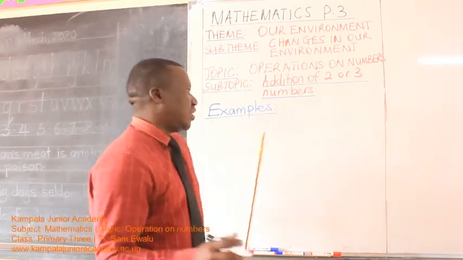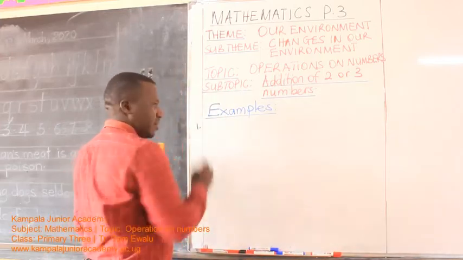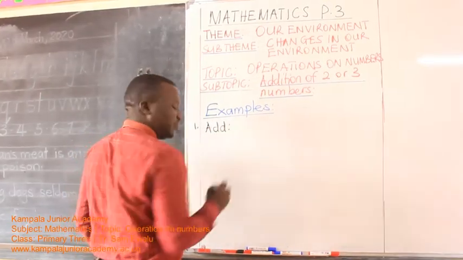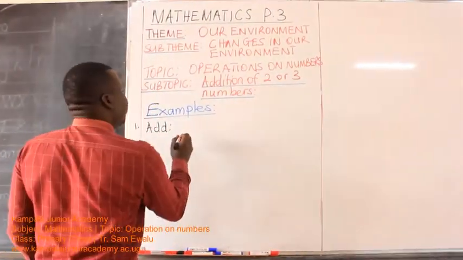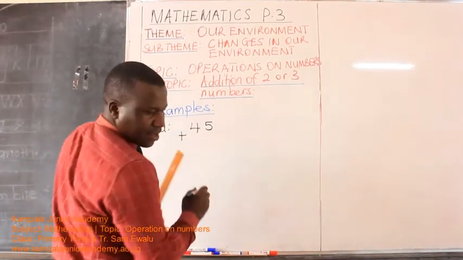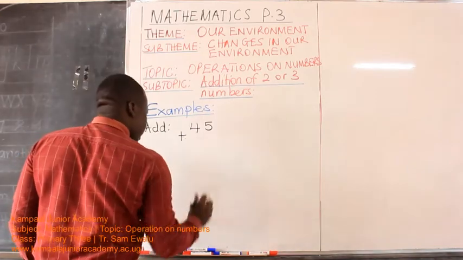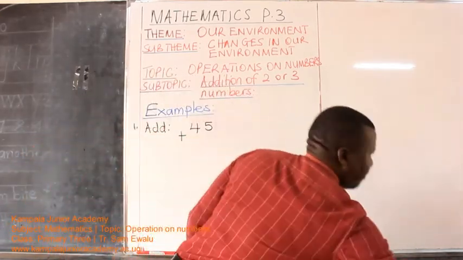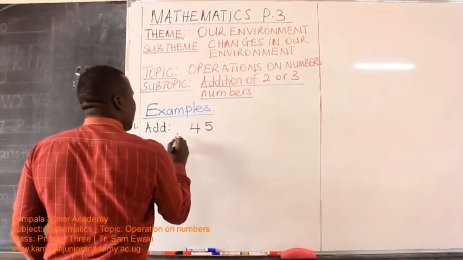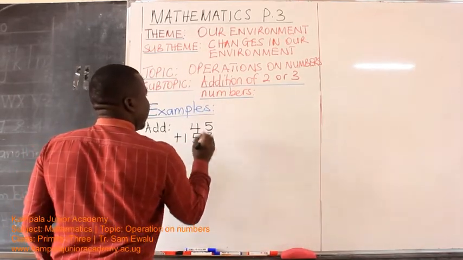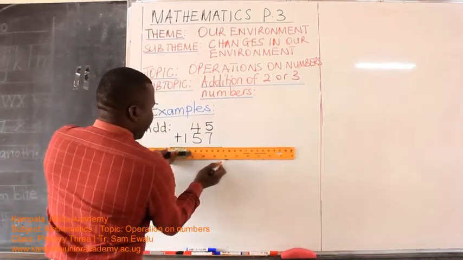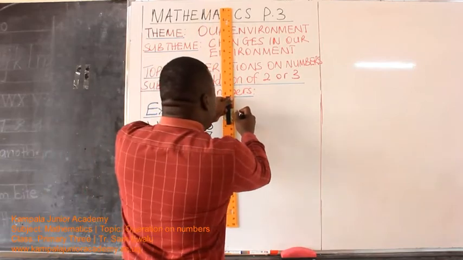Let's move quickly to our example number 1, which says add 45 plus 100, 45 plus 157. Okay, so we shall draw the equal lines and our side work.